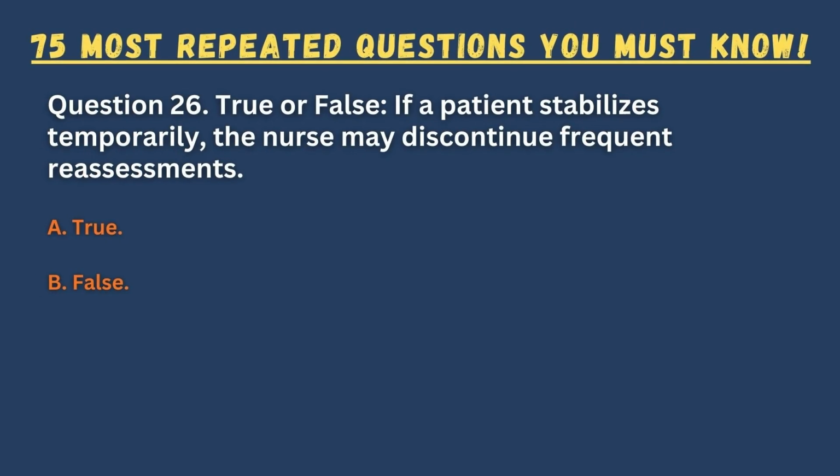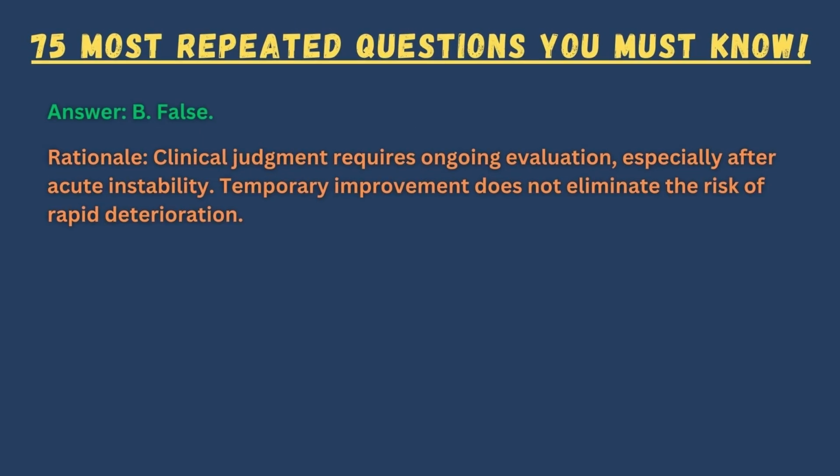Question 26. True or false? If a patient stabilizes temporarily, the nurse may discontinue frequent reassessments. A. True. B. False. Answer. B. False. Rationale. Clinical judgment requires ongoing evaluation, especially after acute instability. Temporary improvement does not eliminate the risk of rapid deterioration.